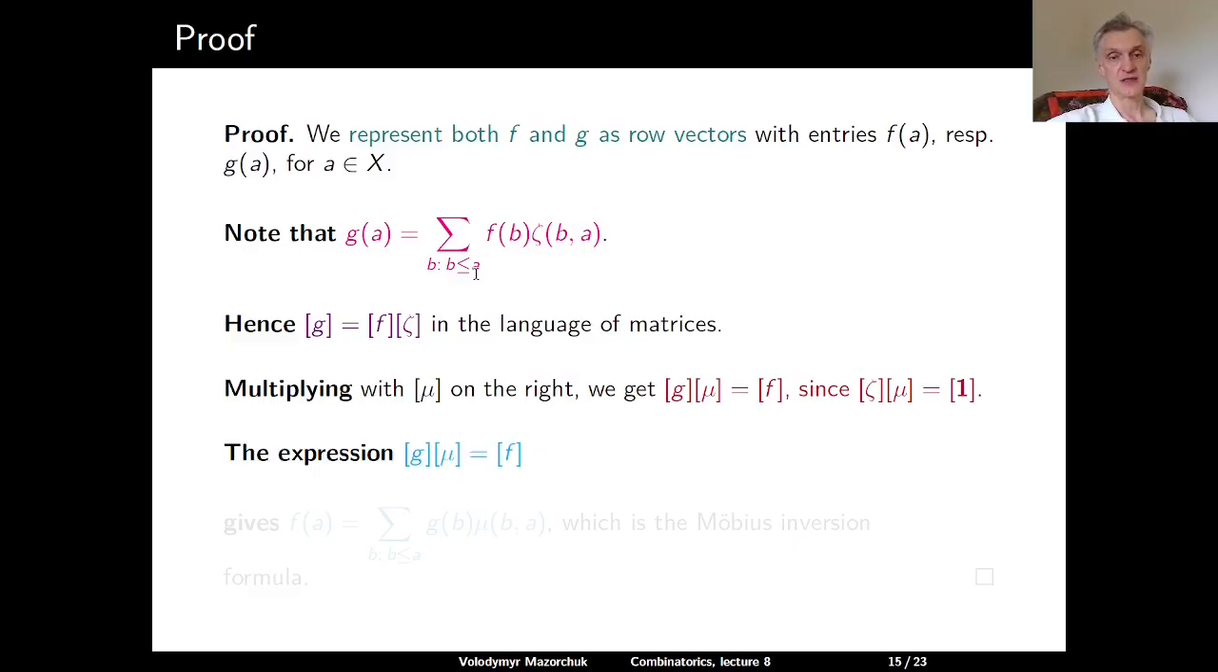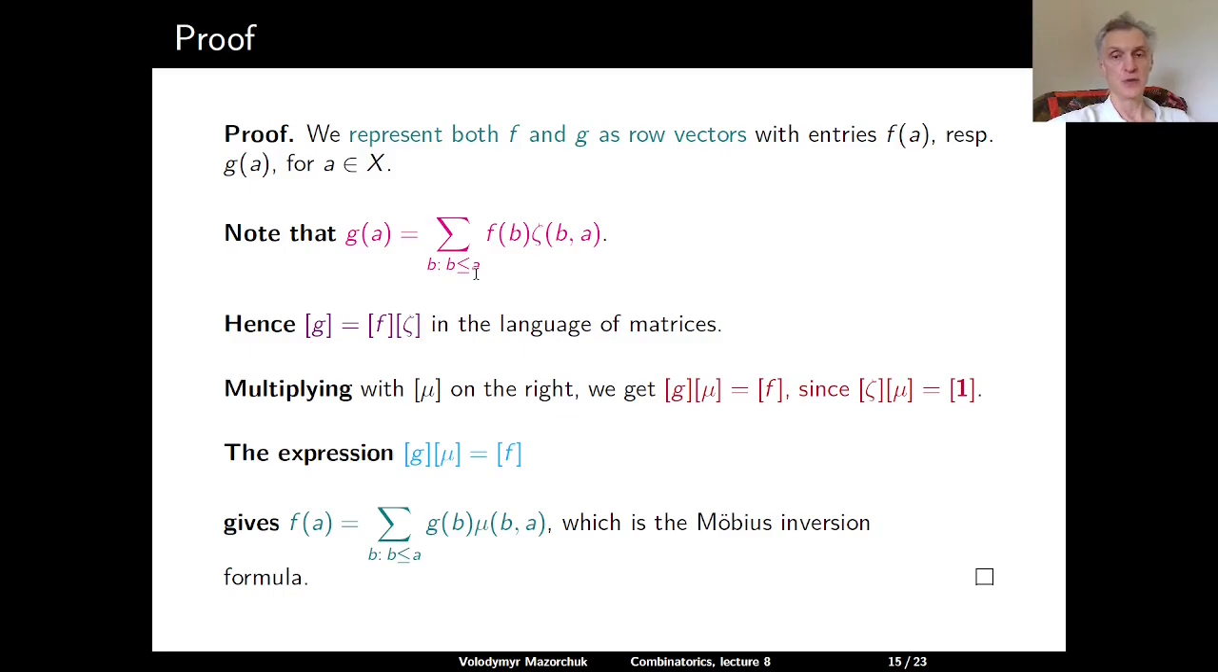And the expression that the vector of g times the matrix of mu is equal to the vector of f, if we write it with respect to the entries of these vectors and matrices, we get that f of a is equal to the sum over all b which are less than or equal to a, g of b times mu of b comma a.